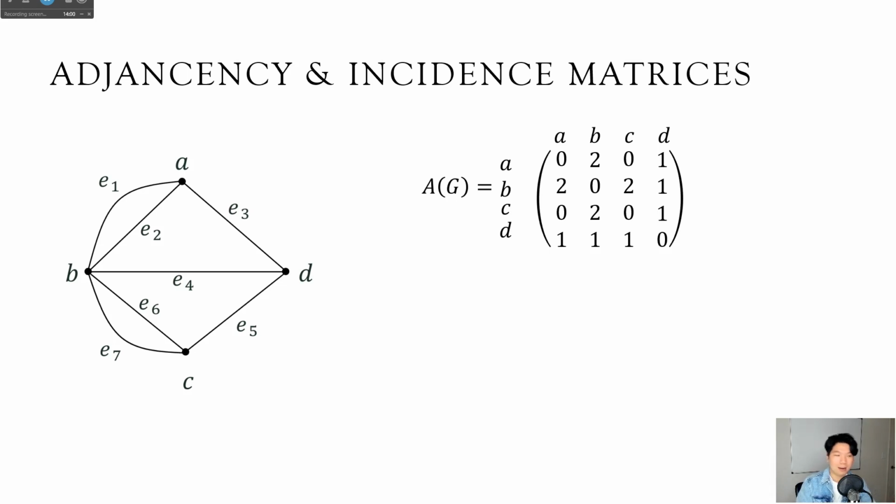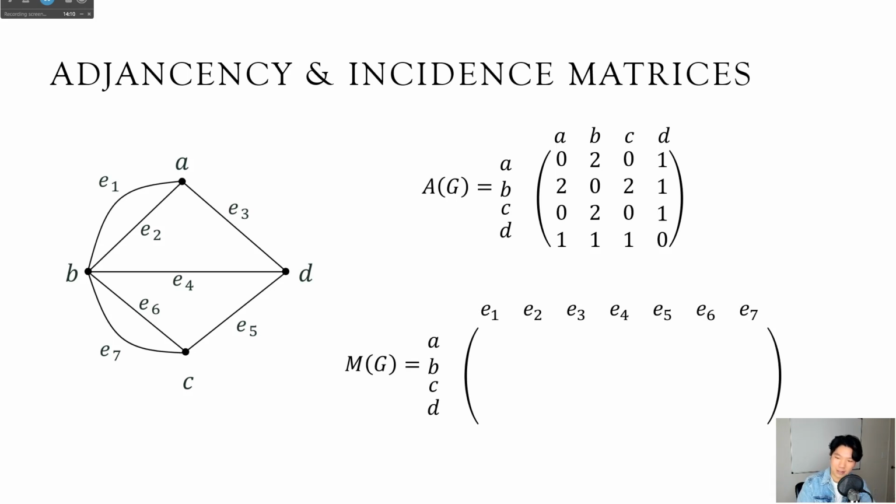Now let's go ahead and look at our incidence matrix. So for our incidence matrix, I'm going to go ahead and do the setup first. My incidence matrix is denoted with an M of G, where for this first column here, I have it labeled A, B, C, D. And then I have it from here, E1, E2, E3, all the way up to E7. So I have 4 vertices and 7 edges. So I have a 4 by 7 matrix.